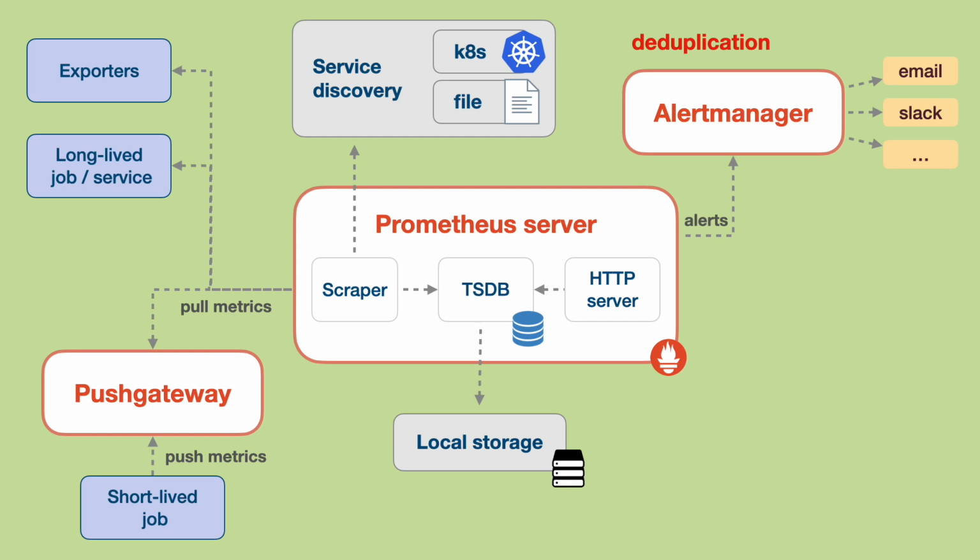Deduplication is very important. Remember that Prometheus is a standalone server? For reliability, it is often deployed with one or more replicas. These replicas scrape and store the same metrics as the main server. Without deduplication, alert rules would trigger the same alert on every replica, resulting in duplicate notifications. Alertmanager prevents this by grouping and deduplicating alerts before sending them.